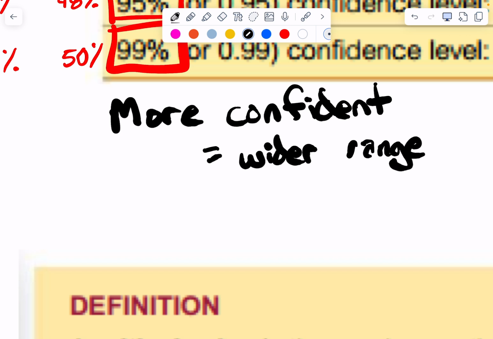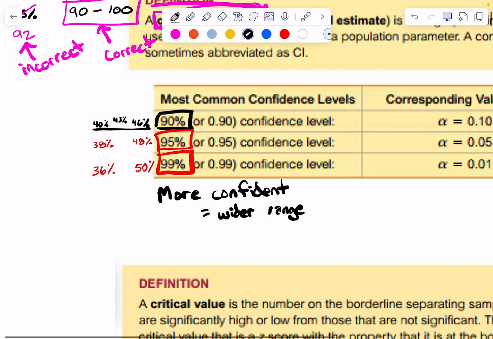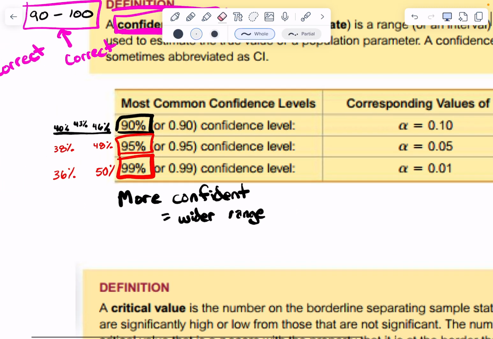If I want to be really confident that I'm going to hit a target with a bow and arrow, what am I going to do to the target? Make it bigger. Make it huge on the wall, right? I'm going to draw my target bigger if I want to be more confident that I'm going to hit it. So that's how that works. You change your confidence level based upon that type of thing. All right, now let's talk about what these guys are.